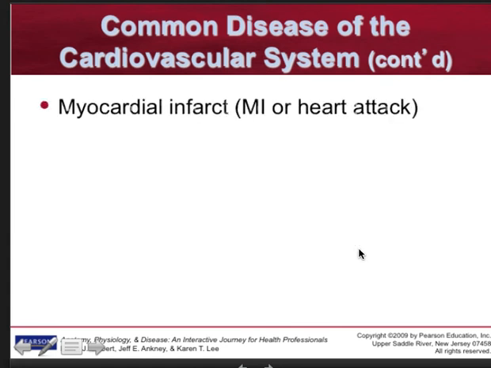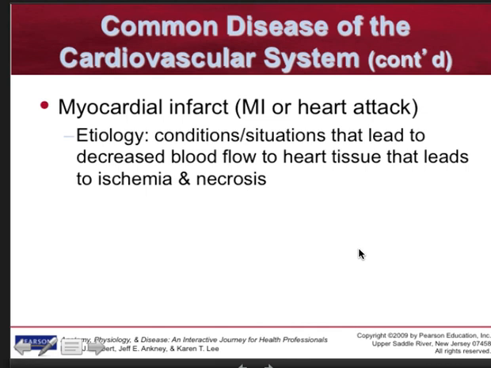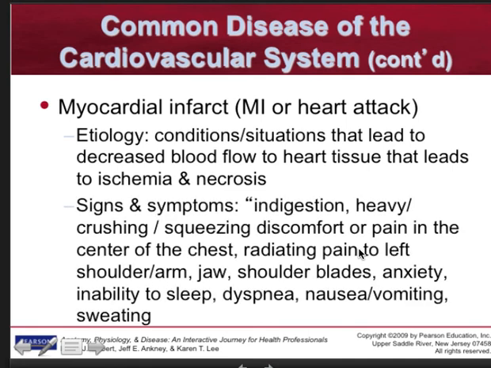MI is caused by situations that lead to decreased blood flow to the heart, which can lead to ischemia and necrosis. Signs and symptoms: indigestion with a heavy, crushing, squeezing discomfort or pain in the center of the chest, radiating pain to the left shoulder or arm, or to the jaw, or even in the shoulder blades, followed by anxiety, inability to sleep, dyspnea, nausea and vomiting, or sweating.